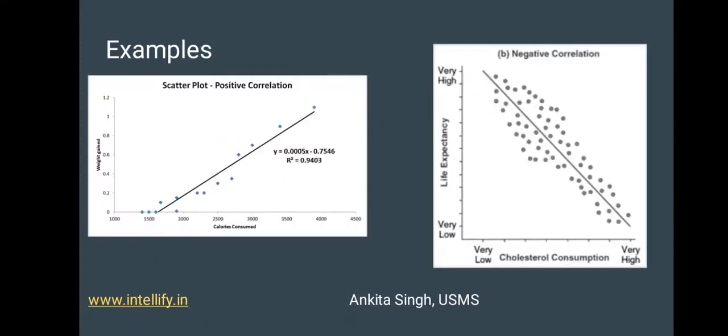Examples. In the first example, we can see the positive correlation because the line is upward sloping and the dots or the plots are also upward sloping. In the second example, we can see the negative correlation as the line is downward sloping and the dots are also downward sloping.